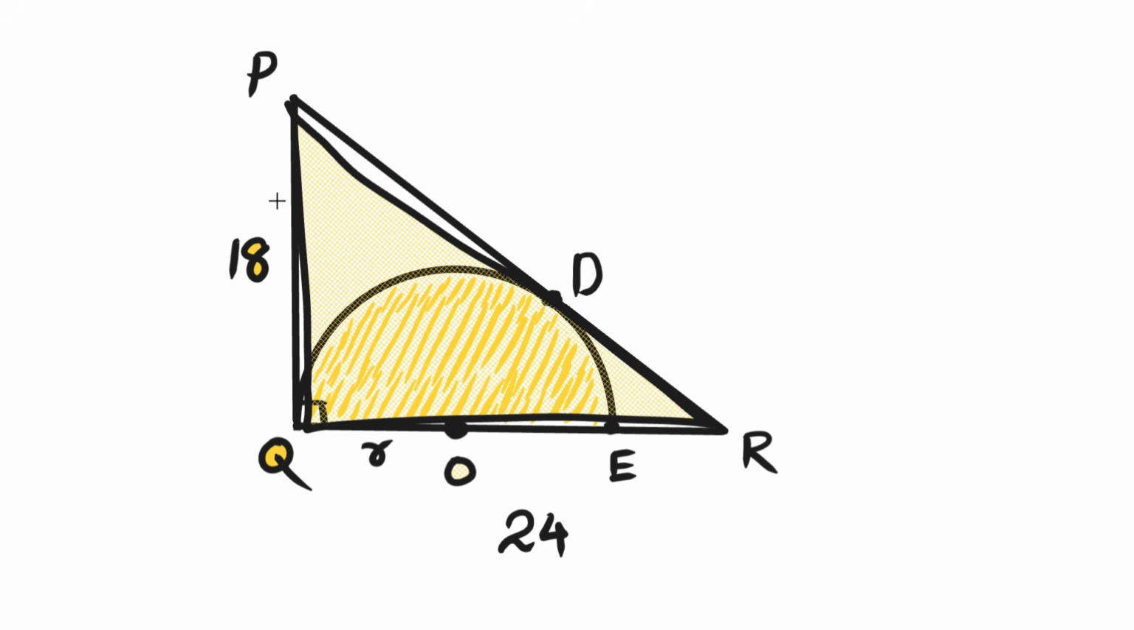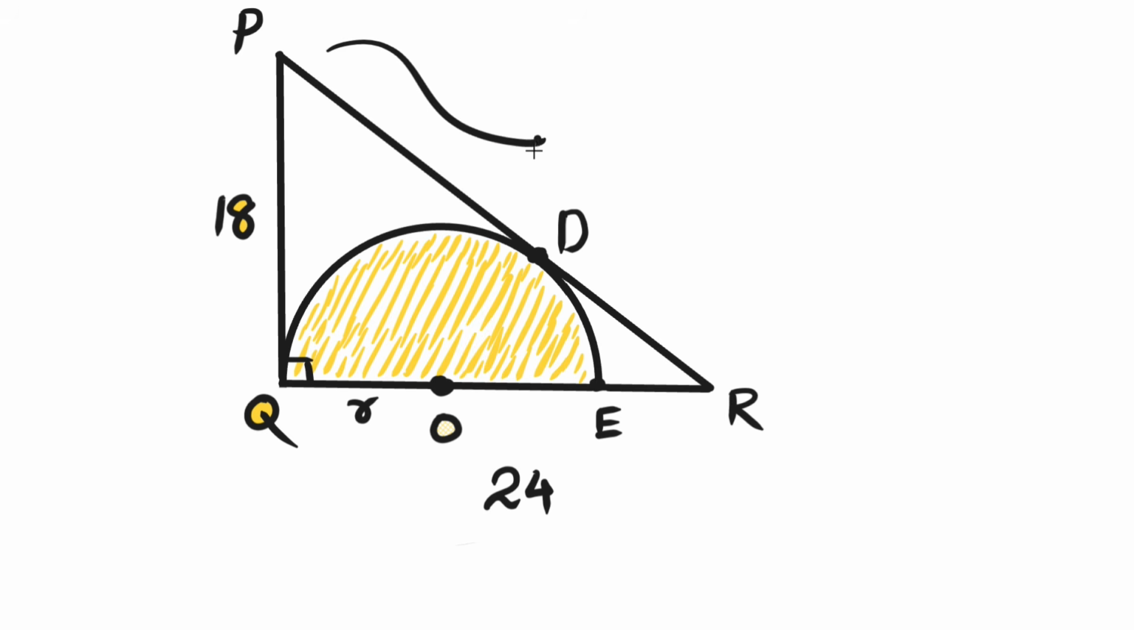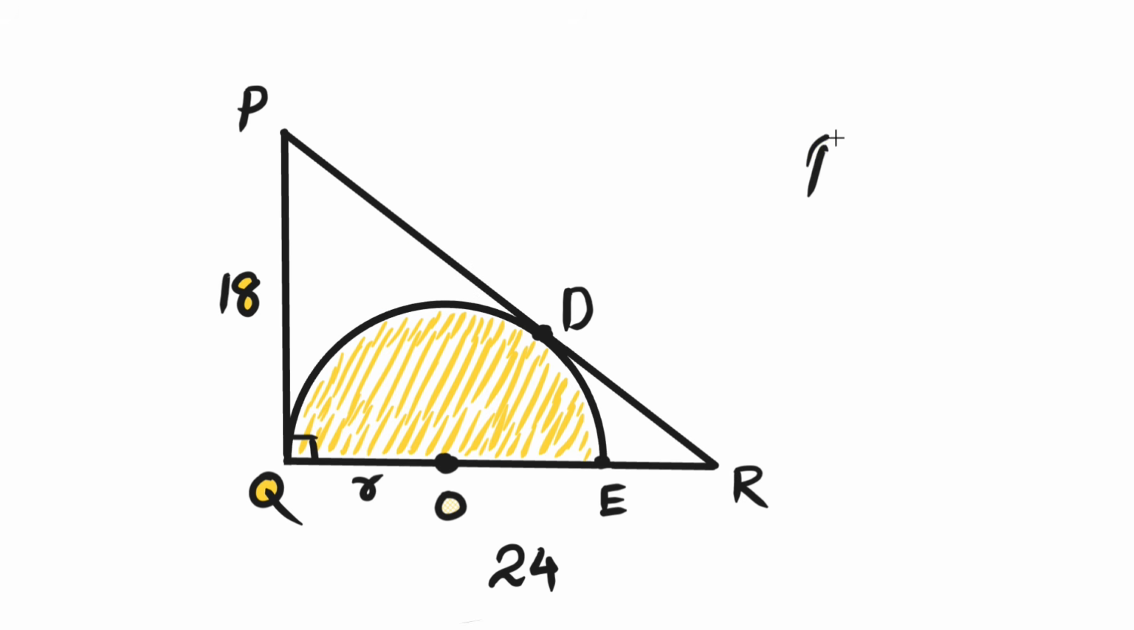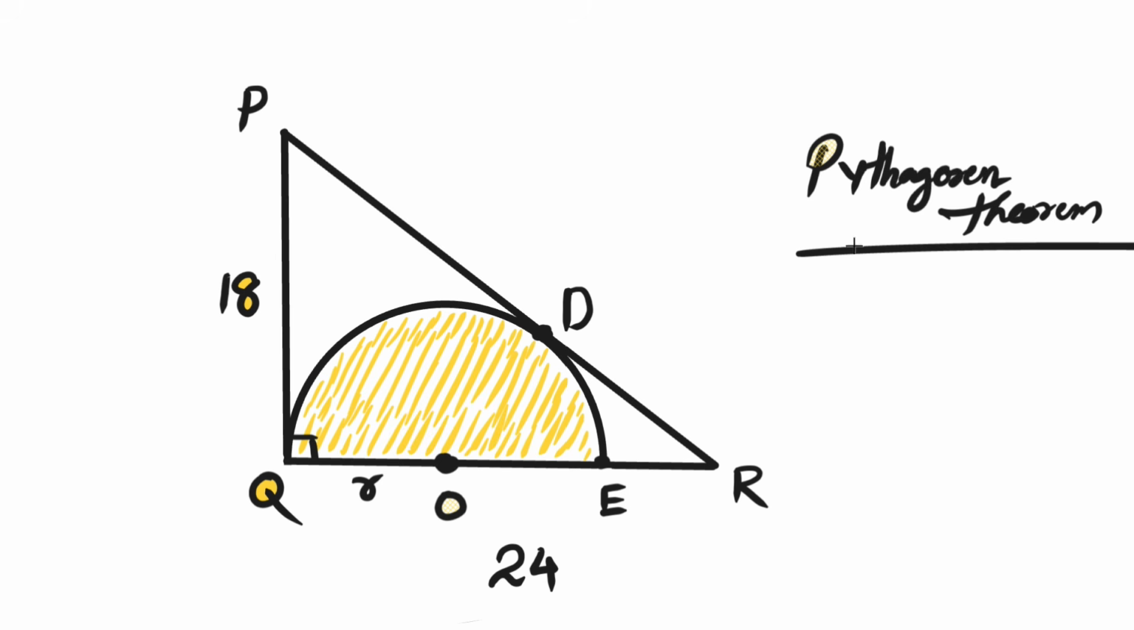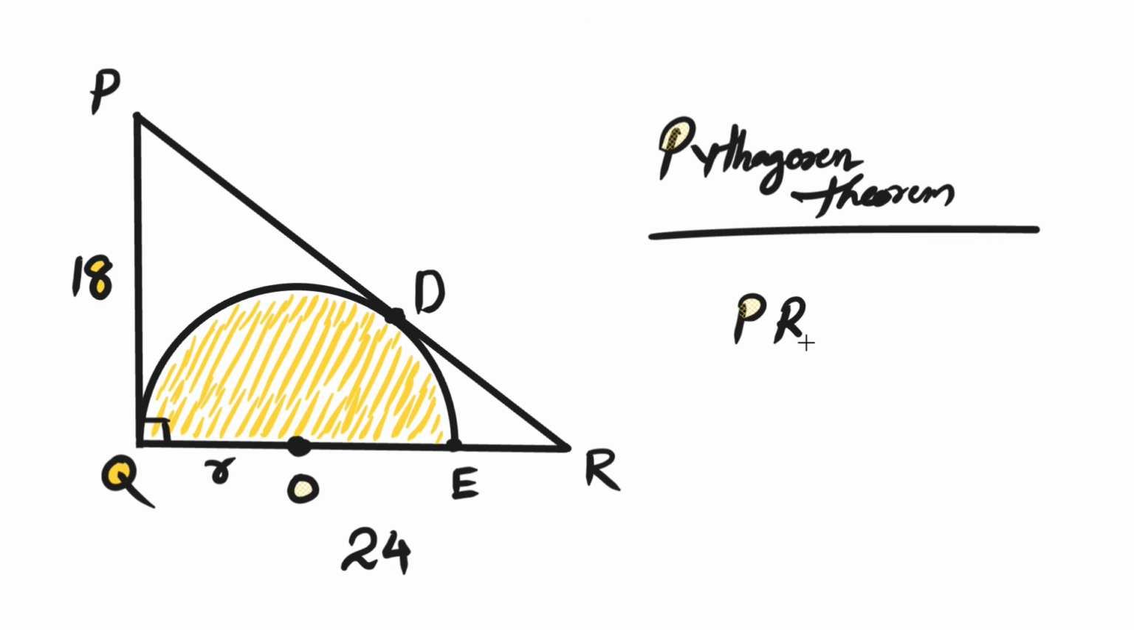Now let's focus on the large right triangle PQR. We already know two of its legs. PQ is 18 units and QR is 24 units. To find the hypotenuse PR, we use the Pythagorean theorem. Remember, in a right triangle, the square of the hypotenuse equals the sum of the squares of the two legs. So we can write PR squared equals PQ squared plus QR squared.